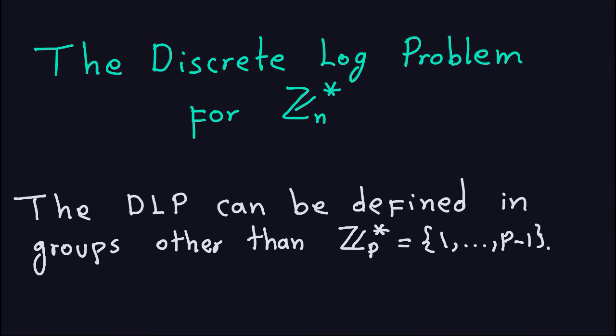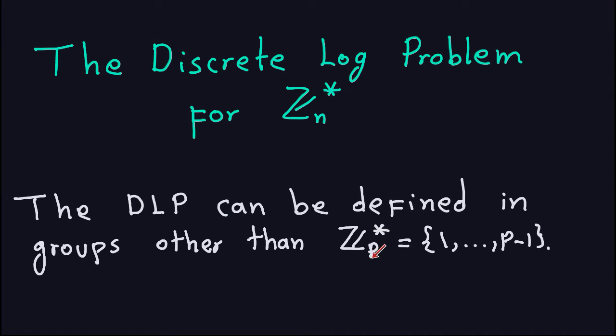Hello and welcome again. We're going to talk about the discrete logarithm problem in Zn star. In the previous videos, we talked about the discrete logarithm problem when this n is a prime number. We can do that for more general groups, Zn star, where the definition is going to be similar to the Zp star here.